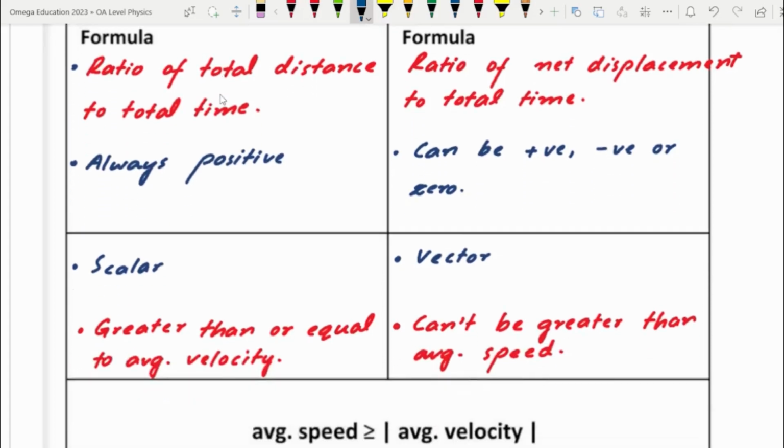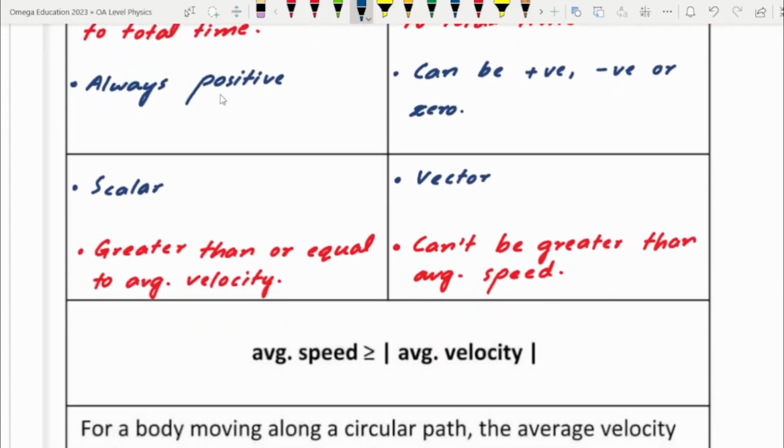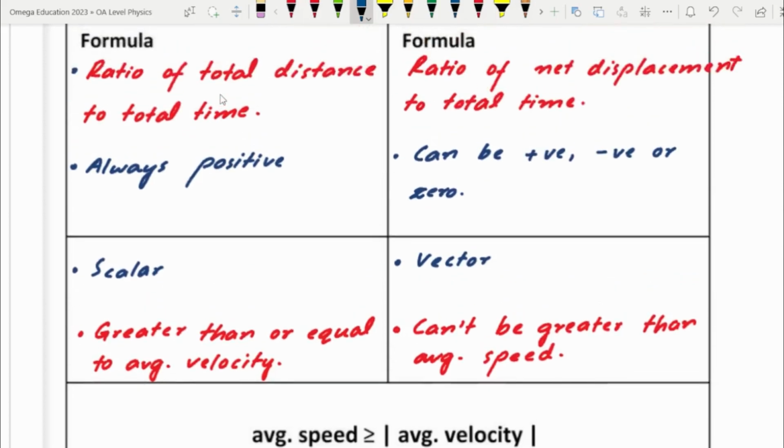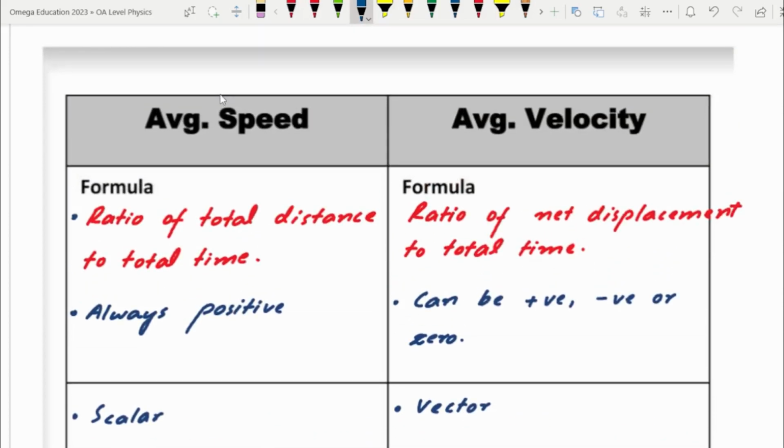How do we do that? We have a very simple formula for this: average speed, written as V average, equals total distance divided by total time. Total distance divided by total time. Likewise, average velocity can be written as total displacement divided by total time. And the next properties of average speed and average velocity are the same.